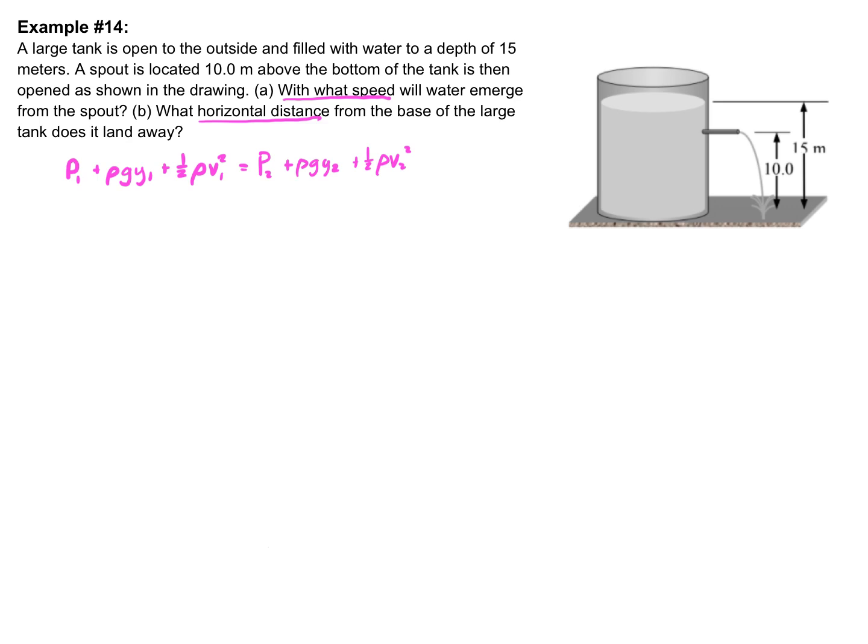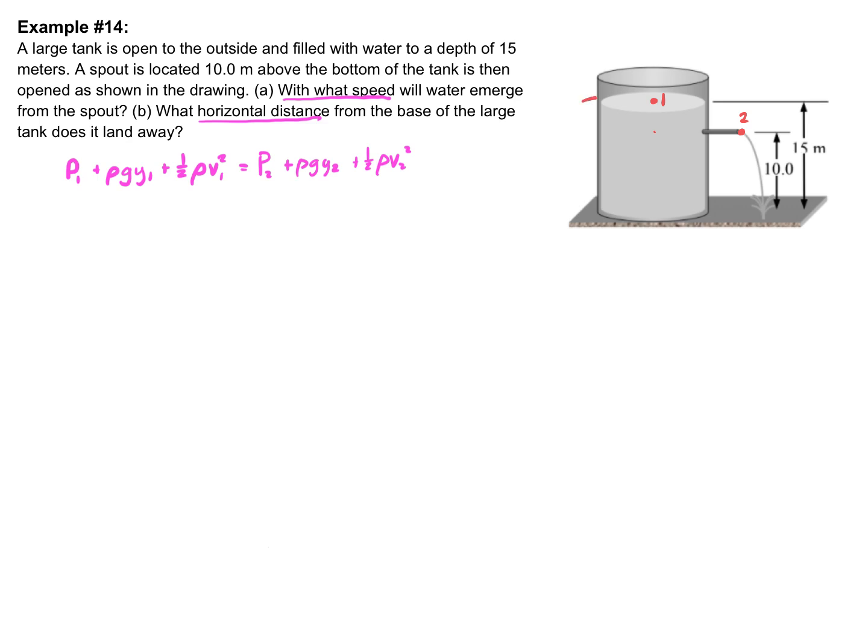So what I'm going to do is choose one point that's right on the surface of the water here. So that's going to be number 1. Number 2 is going to be this point right here as it leaves the tank. Now, obviously you could choose a point inside of the tank or something like that, but let me show you why these 2 points are probably the best.